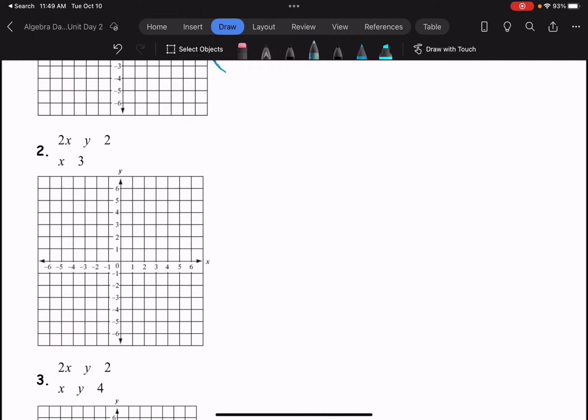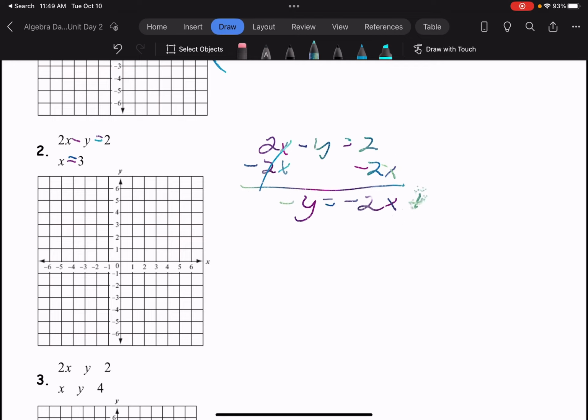Number 2 says 2x minus y equals 2 and x equals 3. My first equation is not in slope-intercept form, and I want it to be, so we're going to solve for y. 2x minus y equals 2. Write each step down so you don't skip any steps. That's very important. We'll get negative y equals negative 2x plus 2. Remember, there's an invisible positive in front of that 2. And then I'm going to multiply by negative 1 because I need to get that negative out from in front of the y. So we get y equals 2x minus 2.